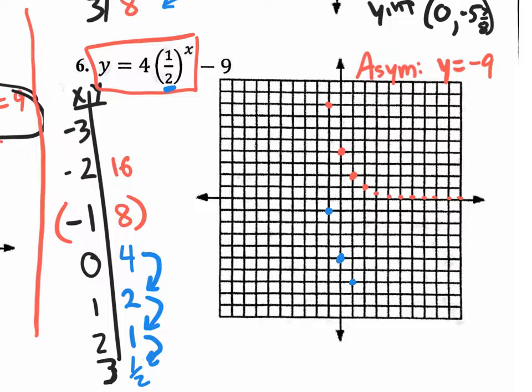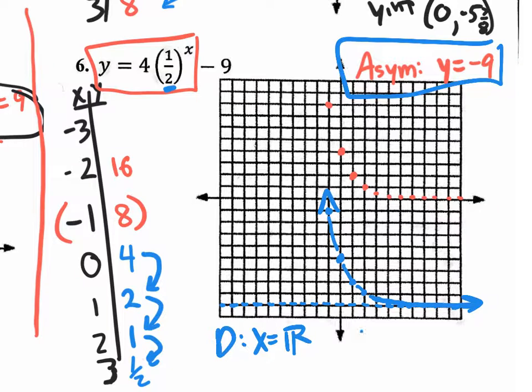And you know what? This is why it's important to state your asymptote from the start, because you know that it's infinitely going to approach y equals negative 9. So if you see those dots, you already know that it's going to infinitely approach the asymptote. So you just connect the dots and you're done. You're good.